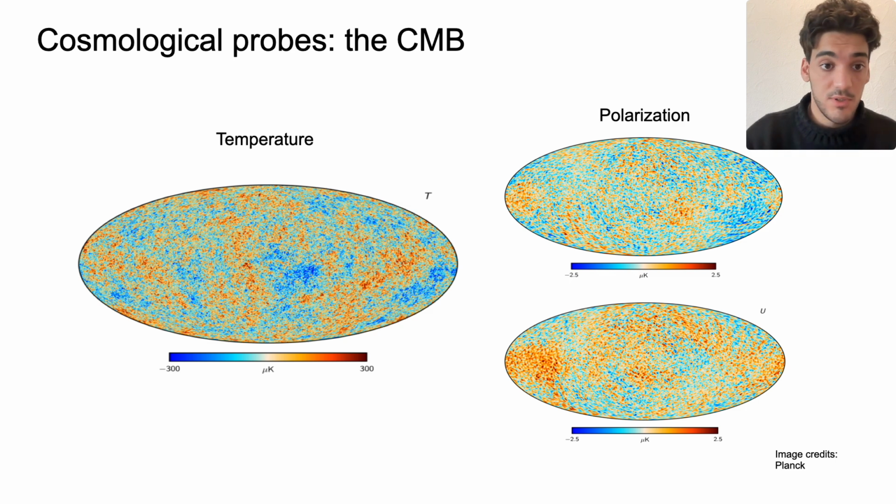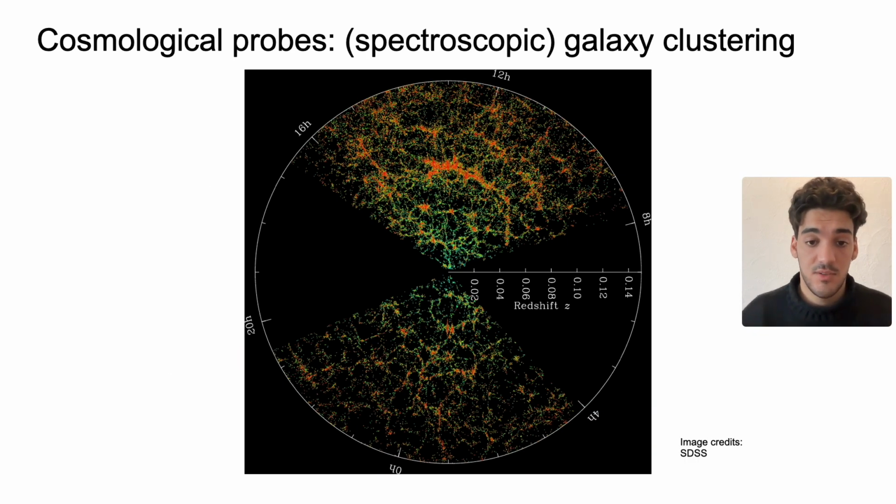The next probe that I want to talk about is the galaxy clustering, so spectroscopic galaxy clustering. So here we take a telescope and we make a measurement of the positions of millions of galaxies in angular space, but also when we're using specifically spectroscopic galaxy clustering, we also take a spectra for each of the galaxies in the survey using a spectrometer, and that allows us to get a good measurement of their position in redshift space, so we can build up this 3D map of galaxies, as shown here for the BOSS survey.